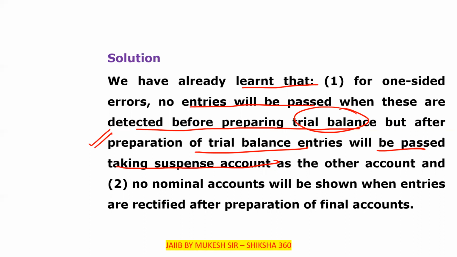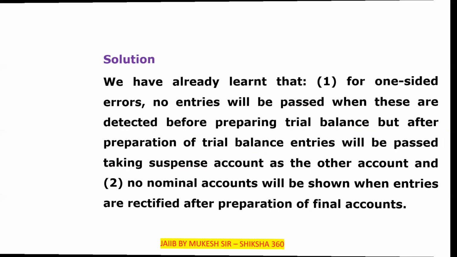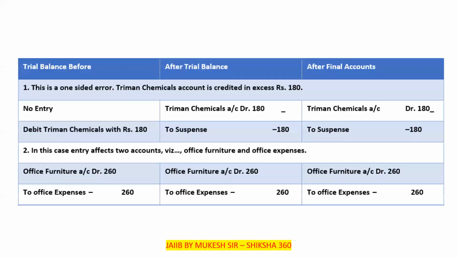So how do we use that account? Let's understand here. That is before the trial balance, after the trial balance, and after the final accounts, clear? This is a one-sided error. Trim Chemicals account is credited in excess by rupees 180, because in the place of 350, it is credited by rupees 530. So that is excess credited.